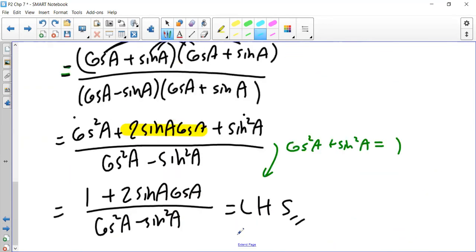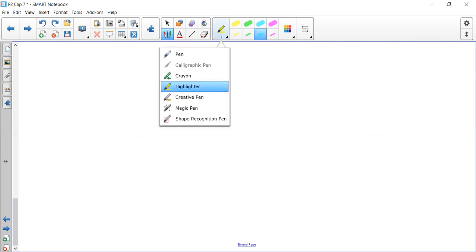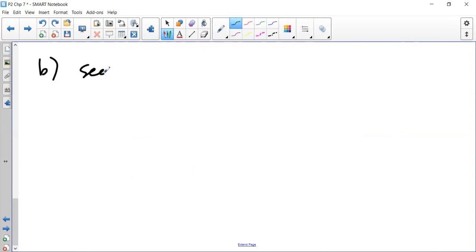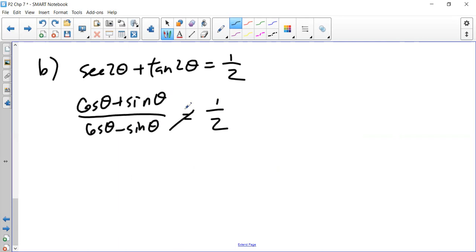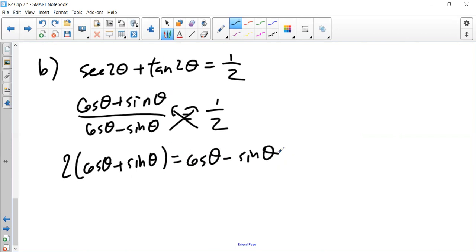Okay, so part B. The question was sec 2 theta plus tan 2 theta equals a half. So we use the answer in part A, which will make it into cos theta plus sine theta over cos theta minus sine theta equals a half. What will I do next? I'll cross multiply it. So 2 bracket cos theta plus sine theta equals cos theta minus sine theta.